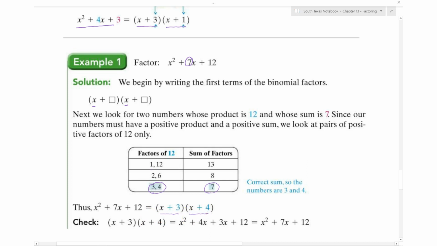And if we wanted to check, we would go ahead and do the FOIL method. We have x times x, which is x squared, x times 4, which is 4x, 3 times x, which is 3x, and then 3 times 4, which is 12. We combine like terms, the 4x and the 3x, and that does give us x squared plus 7x plus 12.